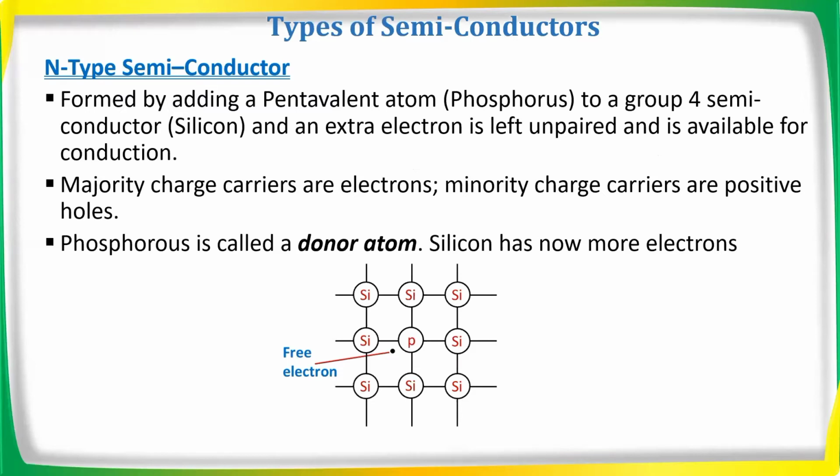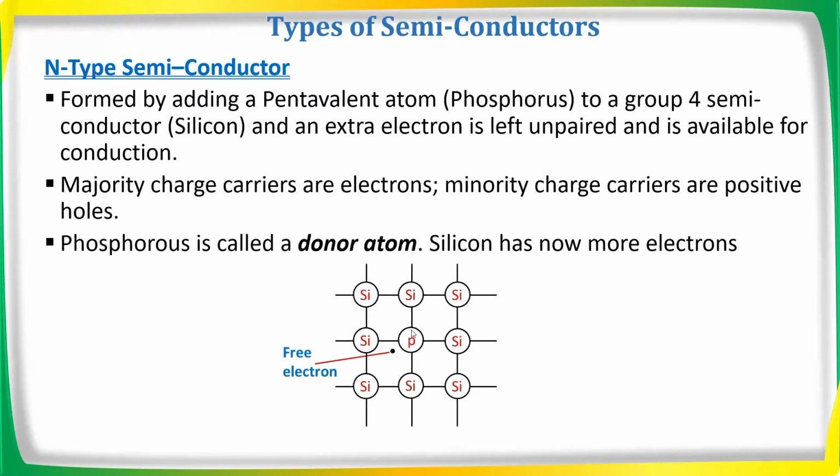Remember, all semiconductors are in group 4. So take a group 4 element or a pure semiconductor, this is silicon. Here you can see the diagram. We have phosphorus here and we have silicon. Remember, phosphorus has 5 electrons in the outermost shell. They will form covalent bonds with silicon.